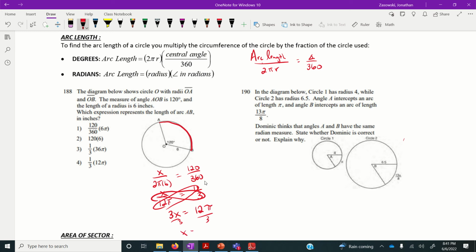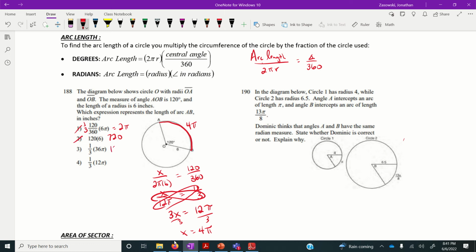And we're going to get x is equal to 4 pi. Now, that is the length of this arc, okay? So which of these is equal to 4 pi? Remember, this is 1/3, and then 1/3 times 6 is really just 2 pi, so that's not it. 120 times 6, that's 720, that's too big. That's not it.